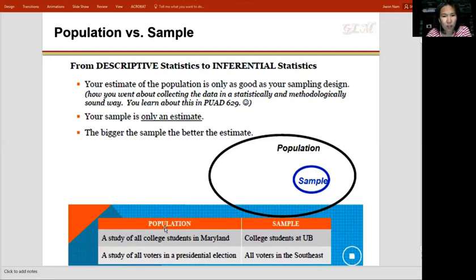Another example of a population: a study of all voters in a presidential election, with a sample of voters in the Southeast. What do you think about it? Do you think UB students or Southeast voters are representative of their populations, respectively? I'm talking about how a sample is supposed to be representative. It shouldn't be systematically biased.